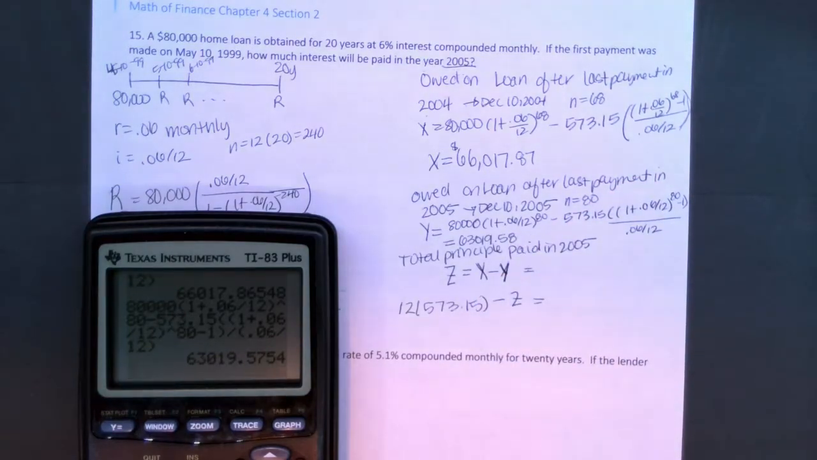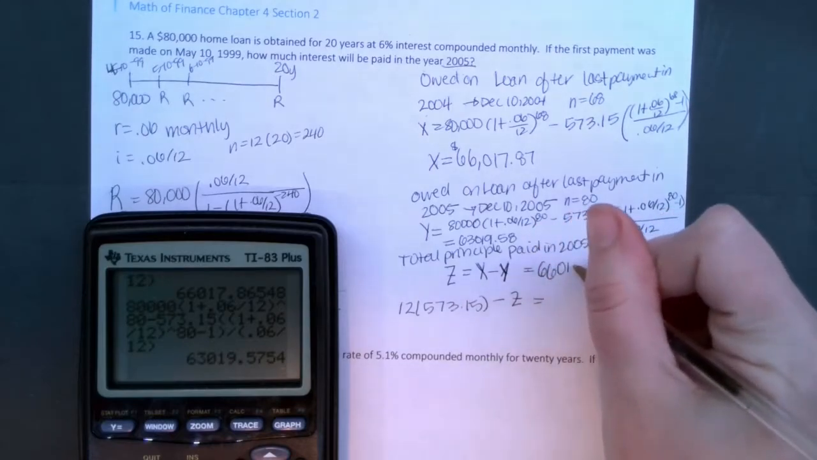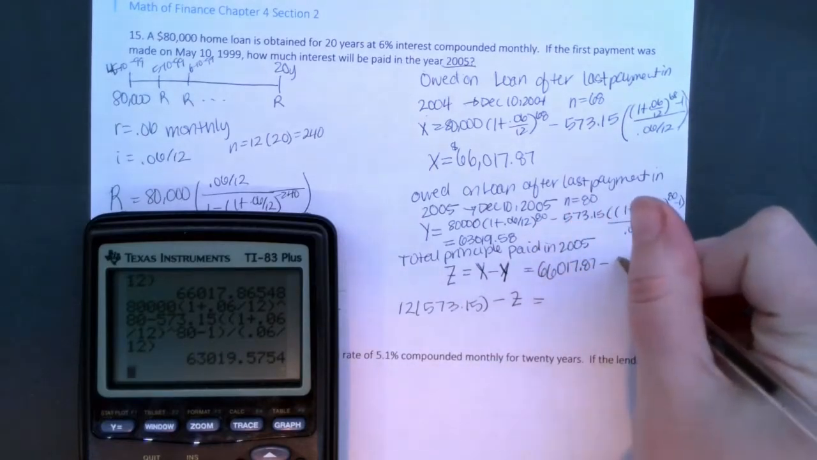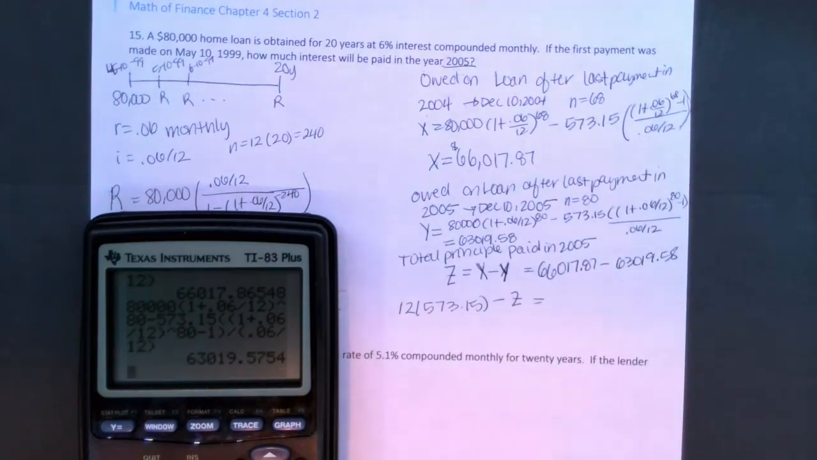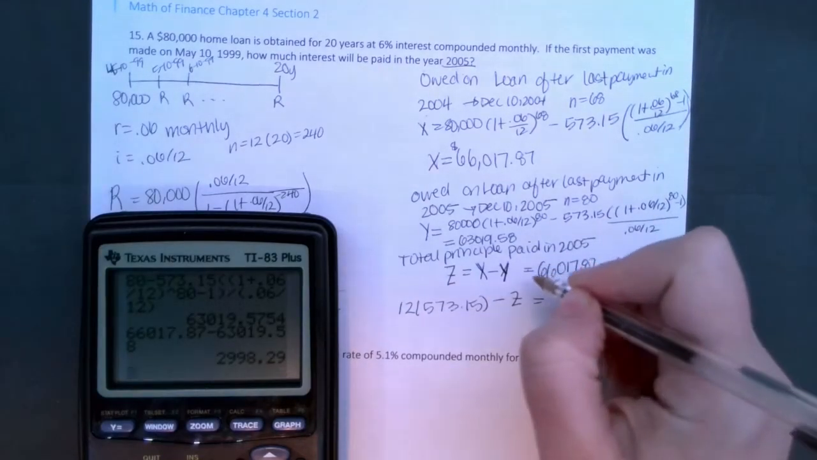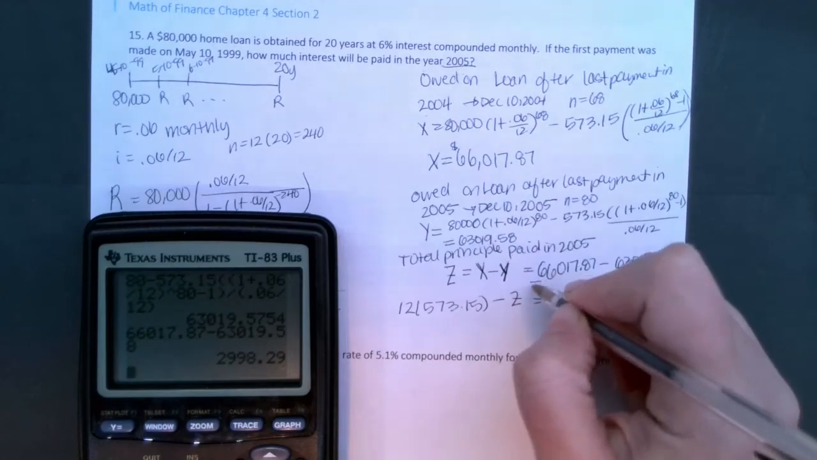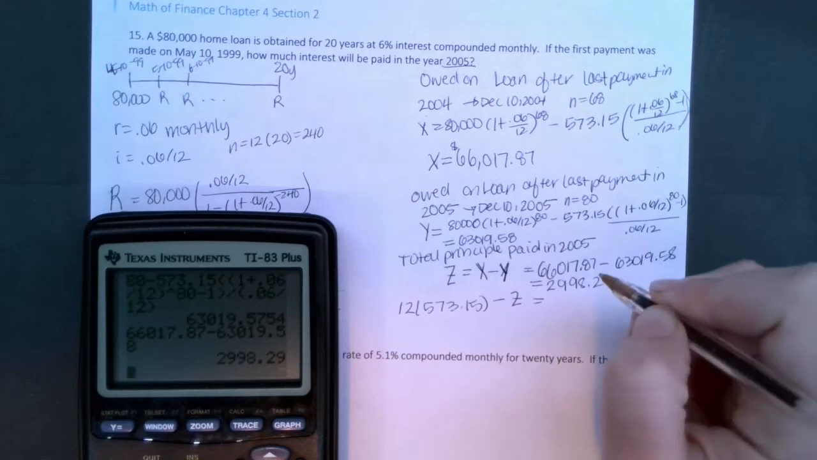So I'm going to take those and subtract. We subtract the smaller from the bigger, so it's going to be X minus Y. Okay, so 66,107.87 minus 60,019.58. So that means the principal paid in this year is $2,998.29. That is your principal paid.